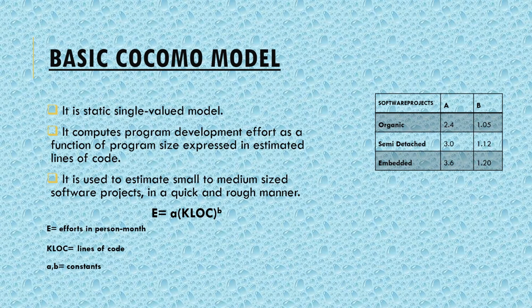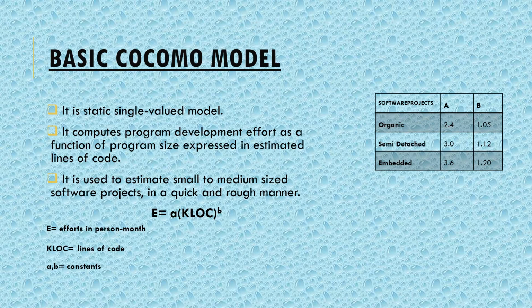Now let us first discuss the first category of COCOMO model, that is the basic COCOMO model. It is a static single valued model. It computes program development effort as a function of program size that is expressed in estimated lines of code. It is used to estimate small to medium sized software projects in a quick and rough manner.